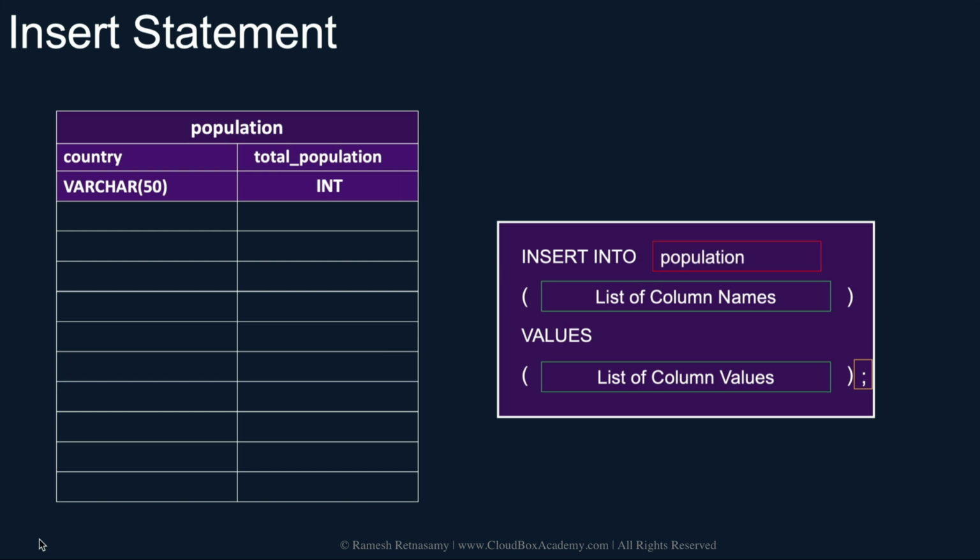For example, to populate the table population, we need to write insert into population. Then we need to list the column names. As you know, the column names in our table are country and total population. We then need to provide the values for the country and total population. Let's assume that we want to insert the total population of India. India will be the country and 1.42 billion will be the total population. That goes into the values clause. When executed, this statement will simply insert the first record into our database table population as shown here.